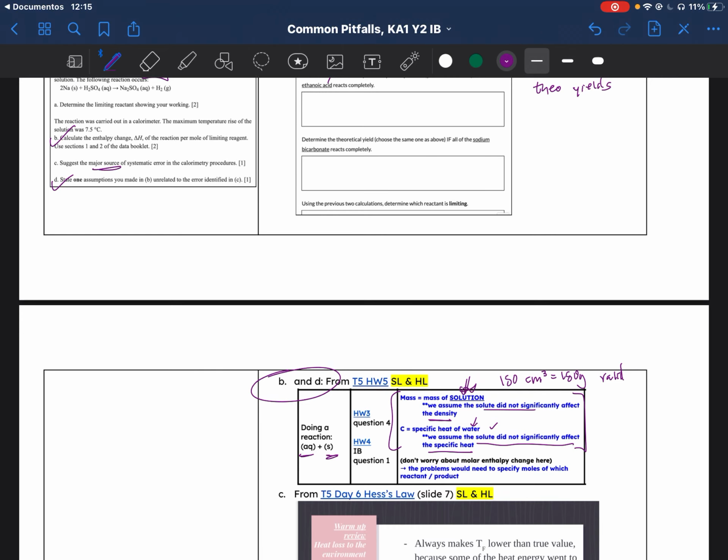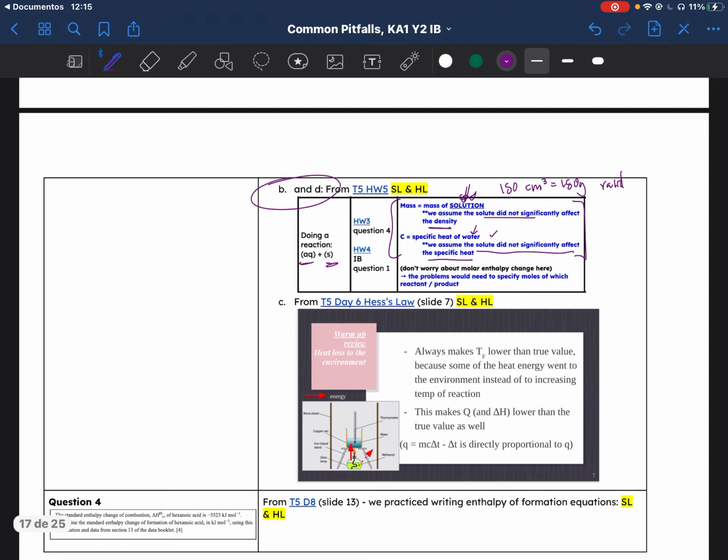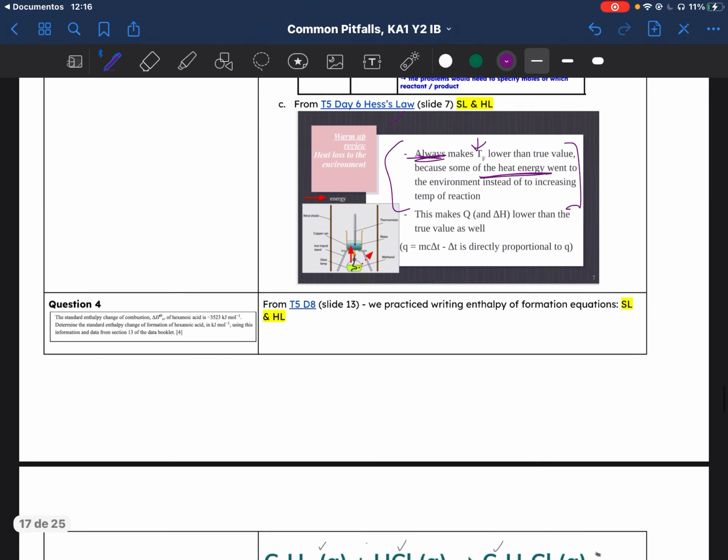C, the major source of error in all calorimetry. We talked about that various times. One time was in our warm-up on T5 day 6 when we did this whole thing on heat loss, and we said that heat loss always, always, always makes T final lower than the true value because heat is always lost. We talked about it earlier too, but that was probably the most recent time you saw that.